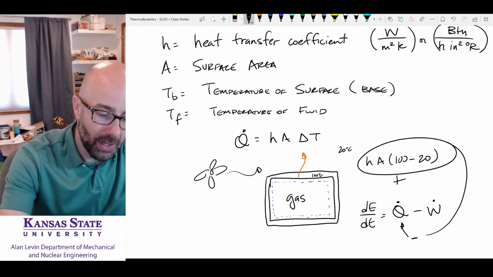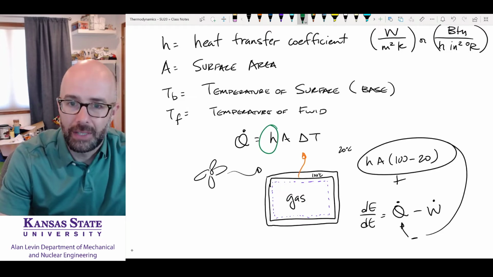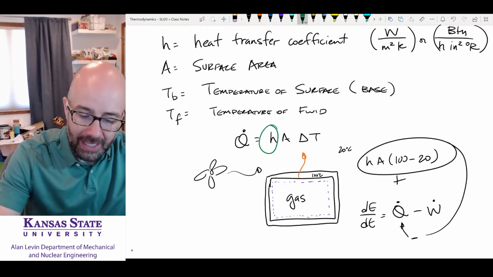Here's one thing that you need to know about this. This H, this heat transfer coefficient. This is not a property.